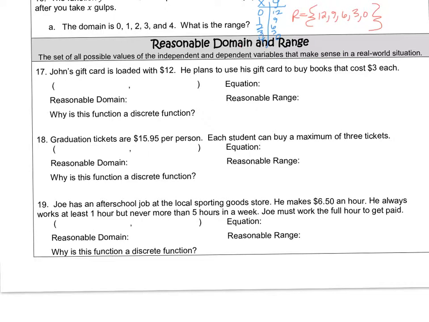So reasonable domain, he's going to get to a certain number of books and he can't buy any more. So it's not reasonable to say that he can buy negative 20 books. He can't buy negative books. It's not reasonable to say he can buy 5 million books because somehow that's not going to fit on his $12 card. So go ahead and look at number 17. I want you to pause the video and give it a shot on your own and then check back for the answers.